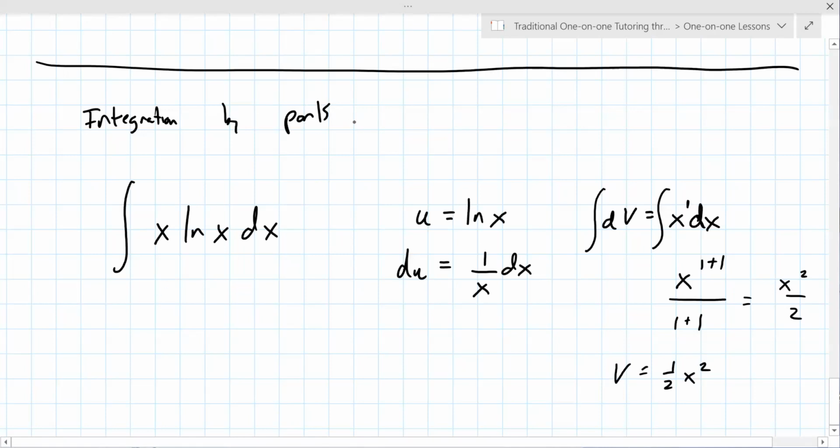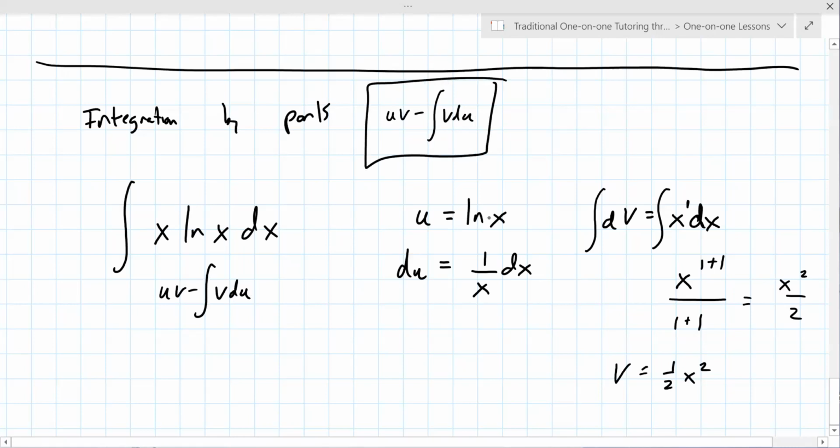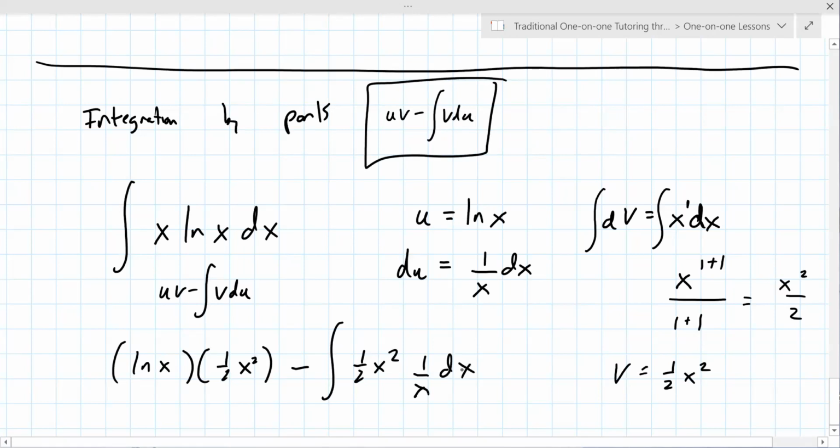So integration by parts is uv minus integral v du. You want to write that every time you do this: uv minus integral v du. Your u is natural log of x. Your v is 1/2 x squared, minus the integral of v, which is 1/2 x squared, times du, which is 1 over x dx.